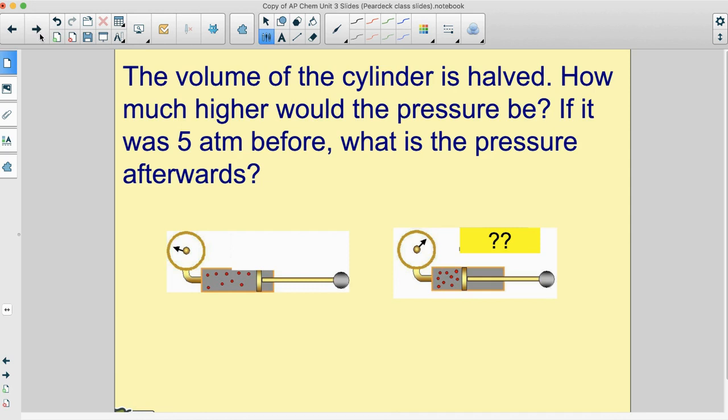How much will it go up? If the volume is halved, how much higher would the pressure be afterwards? If it was 5 atm before, atm is a pressure unit, what is the pressure afterwards? If you decrease the volume in half, the pressure does the opposite. It increases, it doubles, because you decrease the volume by a half. So afterwards the pressure is going to double. If it was 5 before, it is now 10 atm.